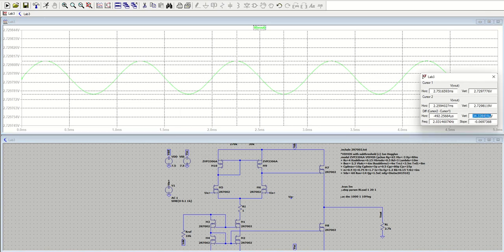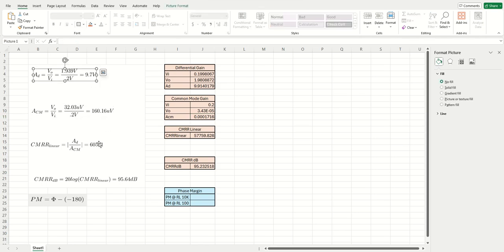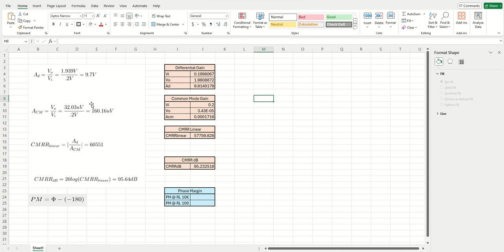We got 34.3 microvolts, so our common mode gain is 171.6 microvolts, and I'm looking at this value here. You can ignore these other values. They were results from my previous lab when I took the course, and I want to show you that the difference between 9.9 and 9.7, although it seems like a lot, won't be a very significant difference once we get to common mode rejection ratio in decibels.